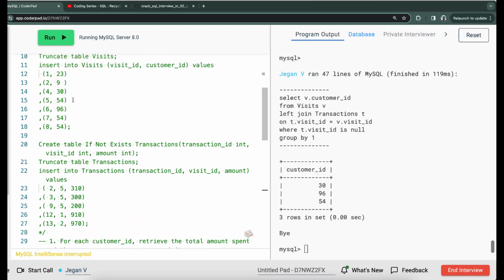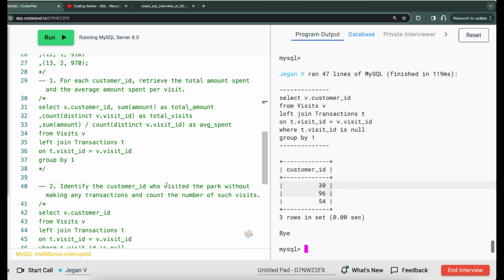Never had a transaction is what? 30, the visit is 4, there is no transaction for that. And for 96, the visit is 6 and never had a transaction. So in the previous example, we saw customers who have a visit and no transaction for those visits, so we get 3 customers. But out of these 3 customers, 54 will be invalid. 96 and 30 are the 2 customers who never had a transaction even though they have a visit.